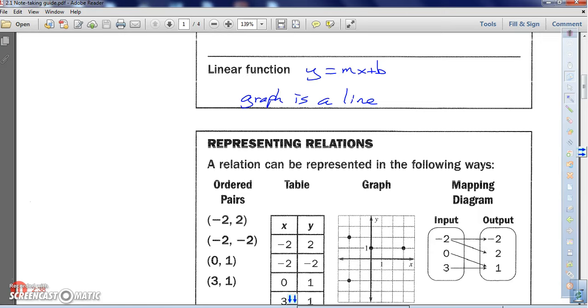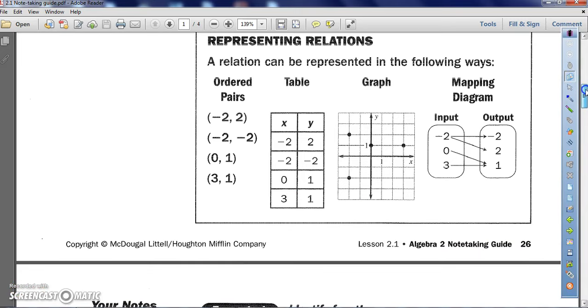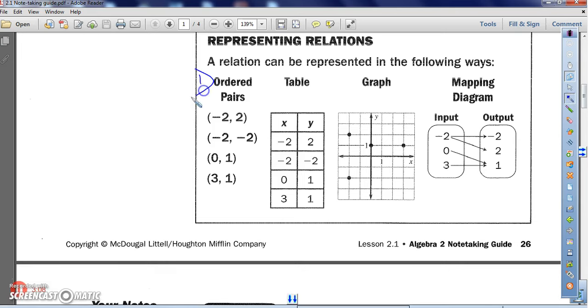So representing relations. Well, there's basically several ways that you can represent a relation. I can think of 5. The first one might be a set of ordered pairs. So a set of ordered pairs is a way of taking an x and pairing it with a y. Secondly, you might have a table. Okay, we have our x values and we have our y values. It's basically the ordered pairs only organized in a table.